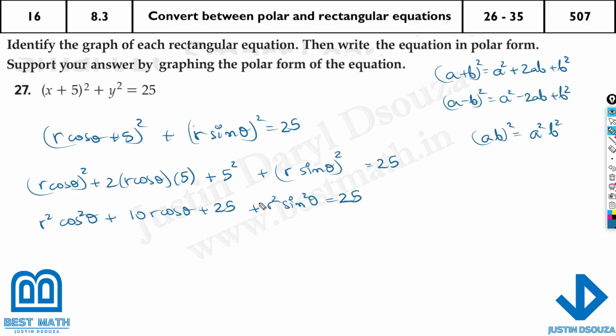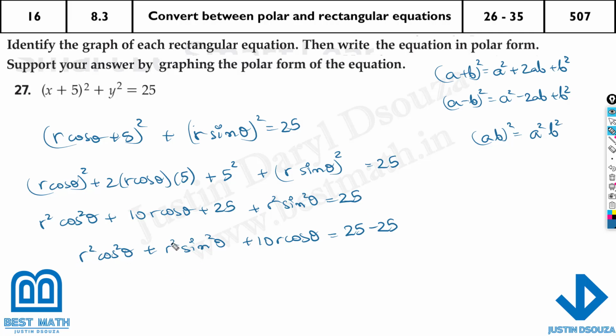Now you can cancel this 25 because if it goes to the other side, it will be 0. You can do one thing, directly cancel it off, or for the first problem, I'll write in detail here. R squared cosine squared. Let me group this r squared and r squared. This is going to be r squared sine squared theta. So it's r squared cos squared theta plus r squared sine squared theta plus 10r cosine theta, that is equal to 25 minus 25. This is equal to 0 because I moved this to the other side.